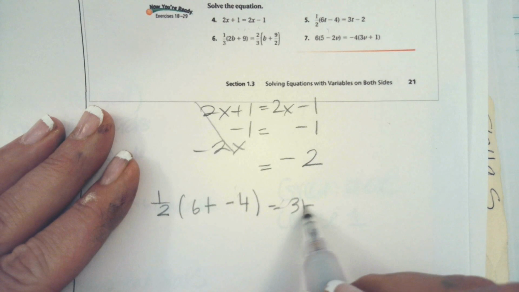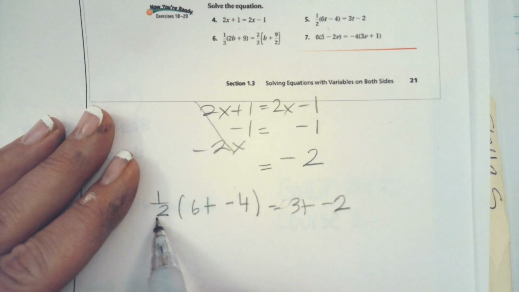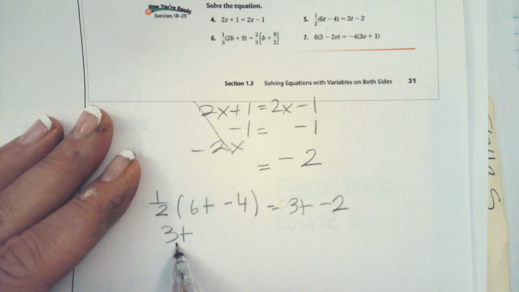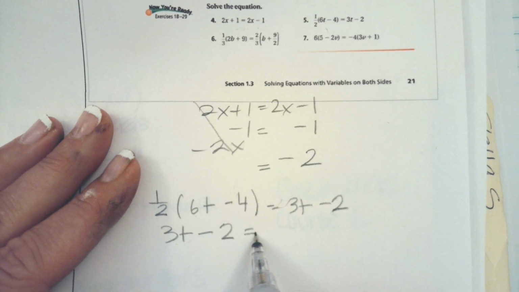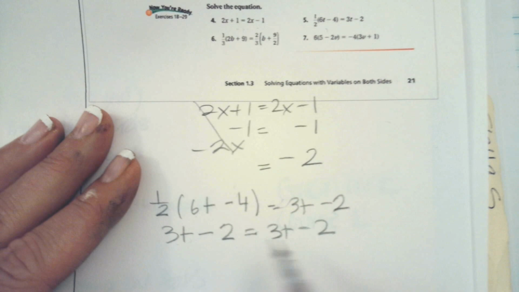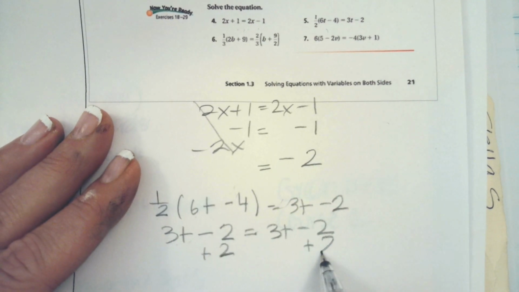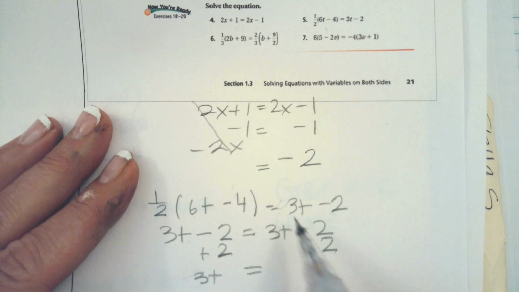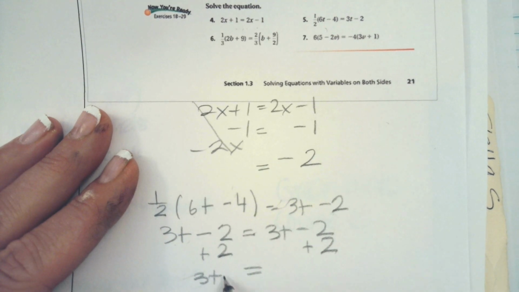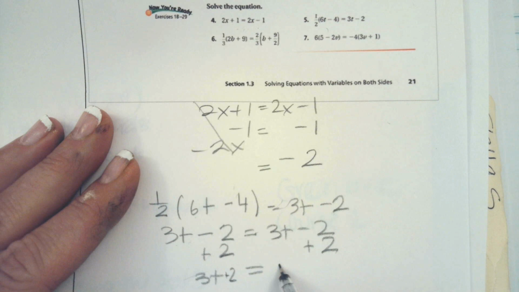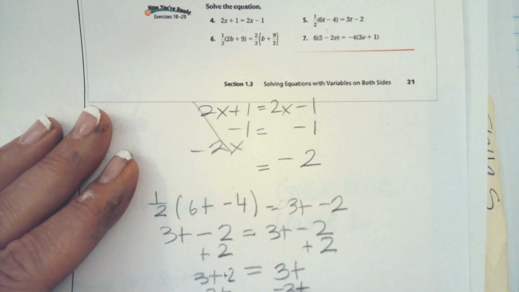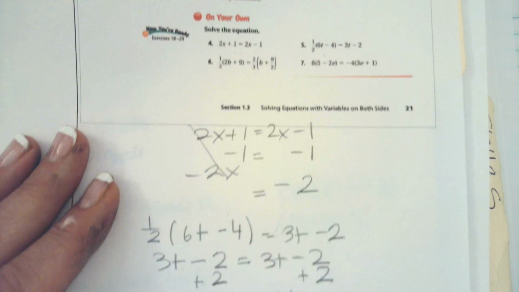Okay, 1/2 times 6t minus 4 equals 3t minus 2. So you're going to distribute this. It's going to become 1/2 times 6t, which is 3t, minus 2 equals 3t minus 2. So I'm going to add 2. Anything I do to one side, I do to the other. And what's left on this side is 3t plus 2. What's left on this side is 3t. I'm going to bring this 3t over. Anything I do to one side, I do to the other. Make sense?